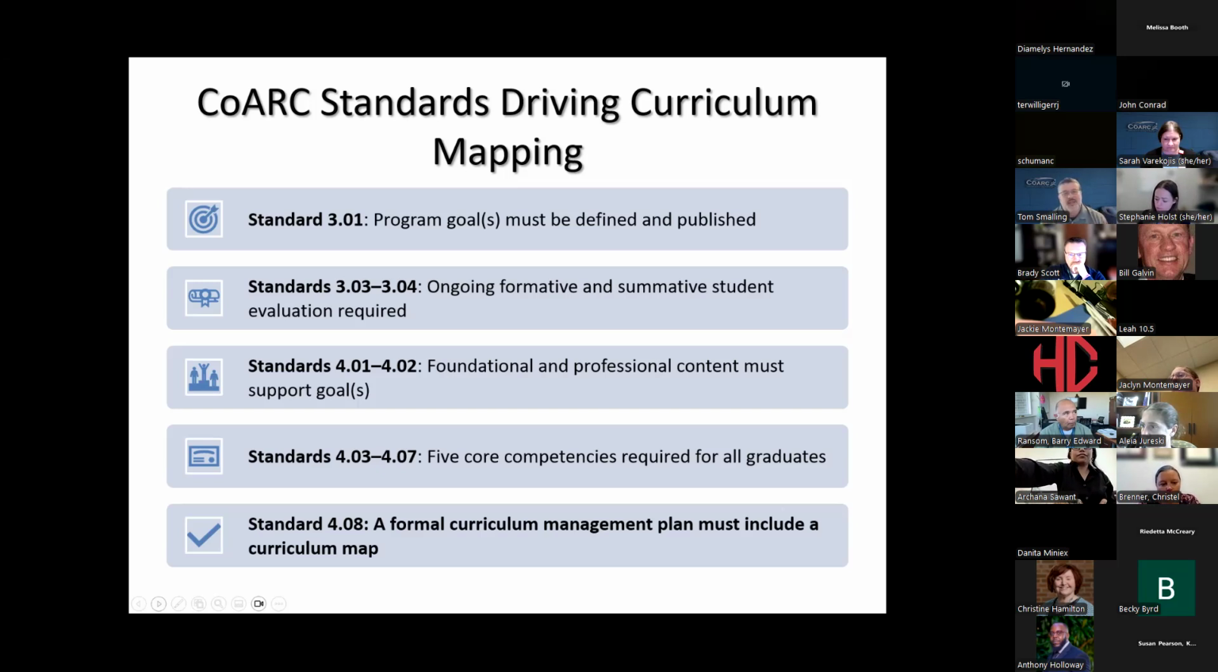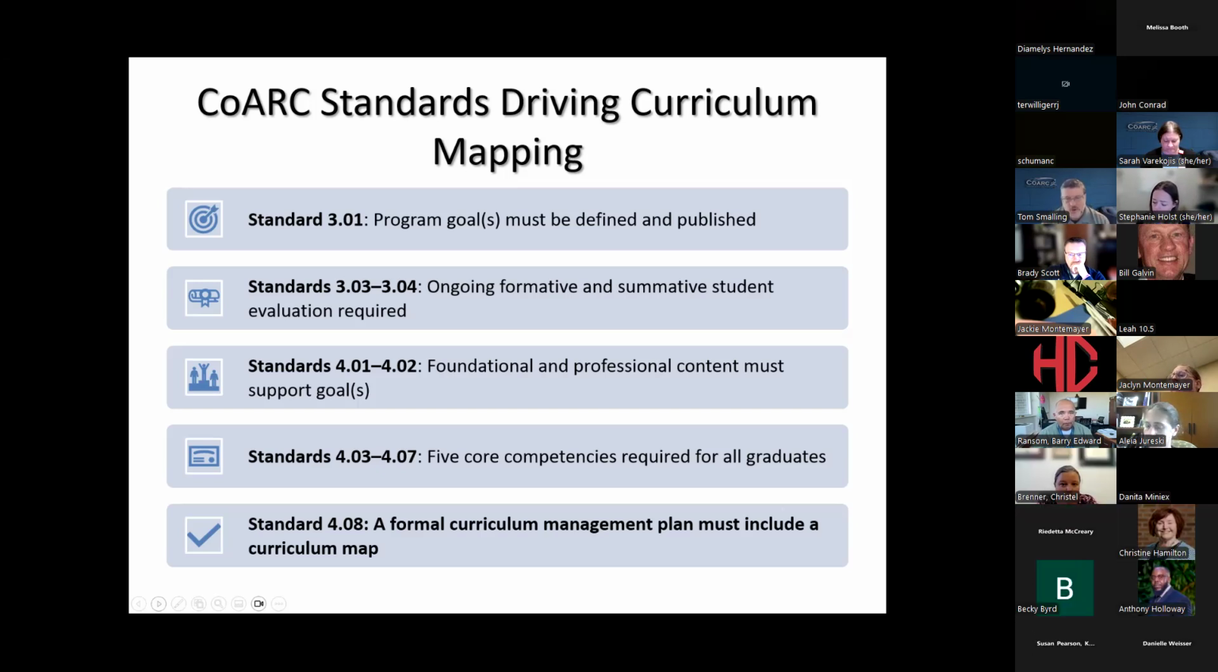I just want to reiterate, it is not just standard 3.01. It's not the end all and be all. There are other goals that you will likely be identifying.